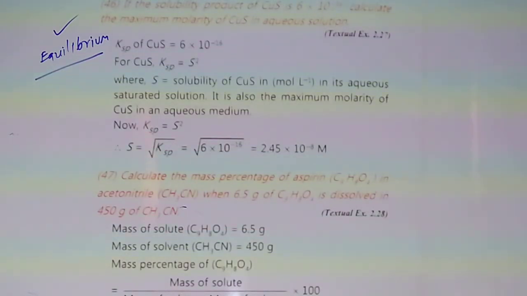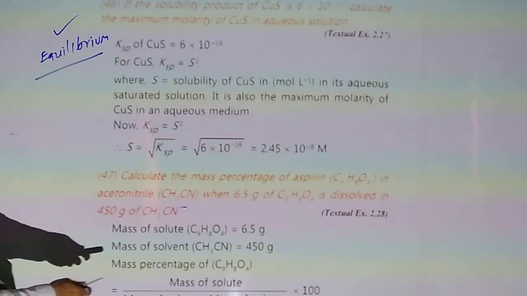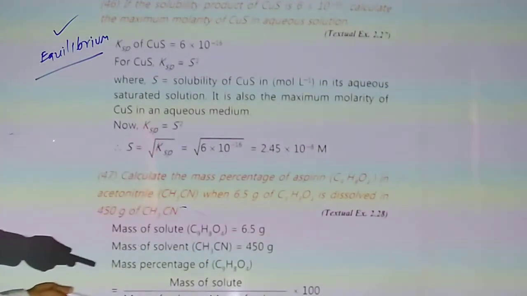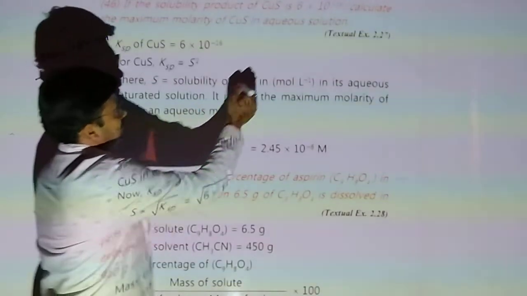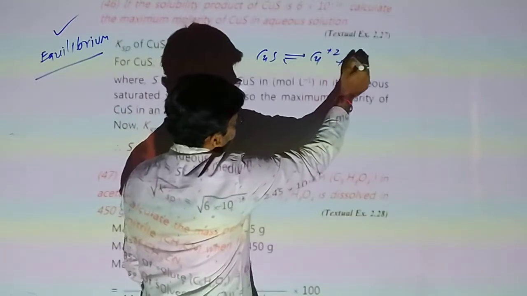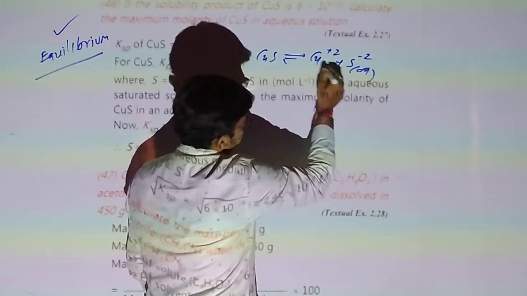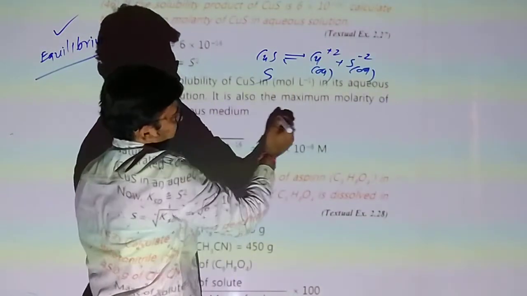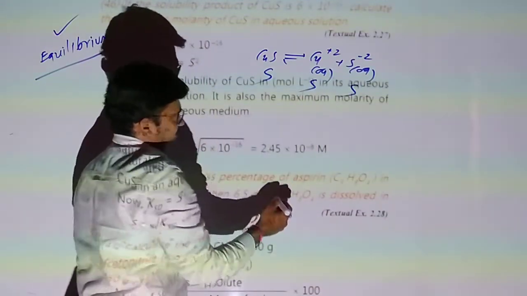For CuS, Ksp will be S square. Here S is solubility of CuS in mole per liter in its aqueous saturated solution. It is also the maximum molarity of CuS in aqueous medium. Ksp is equal to S square. Why? CuS is a sparingly soluble salt. Suppose solubility is S.